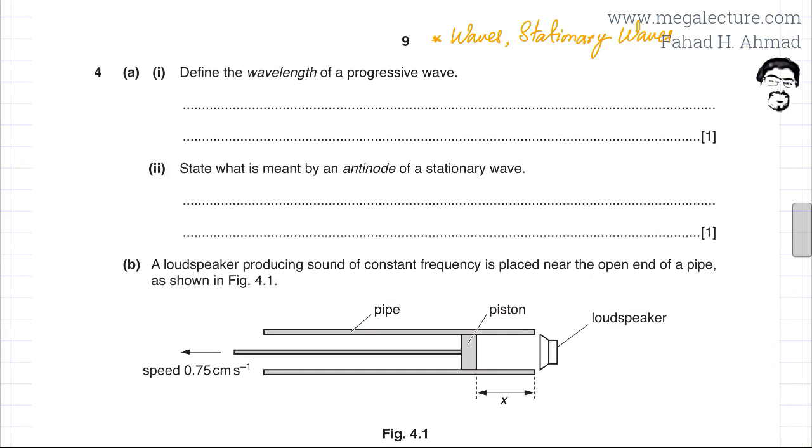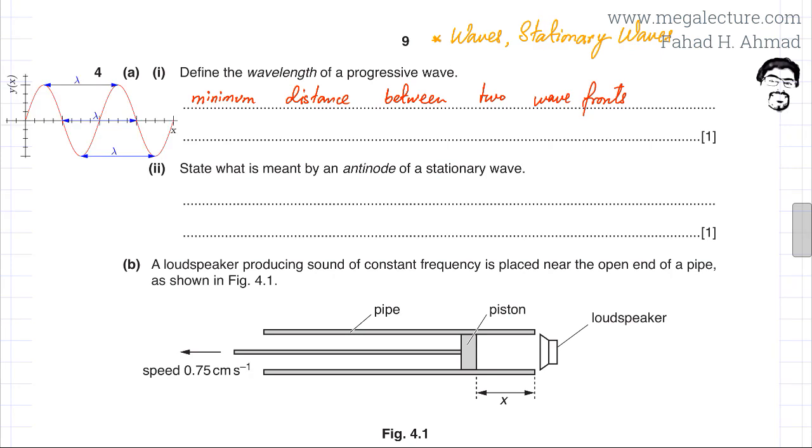In the following question, the first part states that we need to define the wavelength of a progressive wave. What does the term wavelength mean? What's the definition of the term wavelength? So a wavelength is the minimum distance between two wavefronts. So it could be the minimum distance between two crests or two troughs.